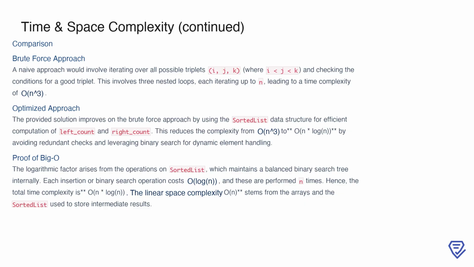The logarithmic factor arises from the internal balanced binary search tree of the sorted list, where each insertion or binary search takes O(log n). These operations are performed n times during the loop, confirming the total time complexity is O(n * log n).